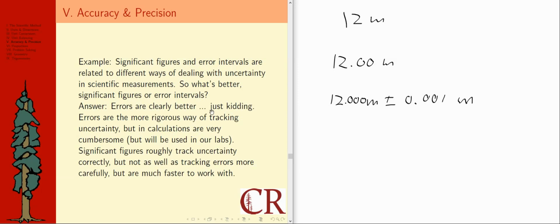I put a little joke here in the answer. I said errors are clearly better, because this is kind of like a physics class versus chemistry class rivalry thing. In physics class you tend to do error intervals a bit more, and in chemistry class you tend to be a lot more attentive to significant figures. So there's just a slightly different mindset between the two disciplines.